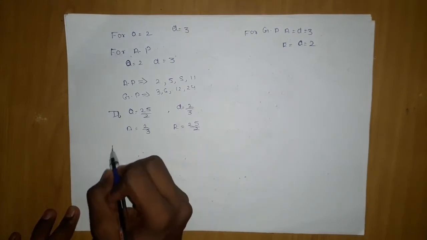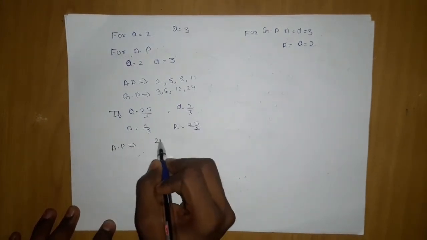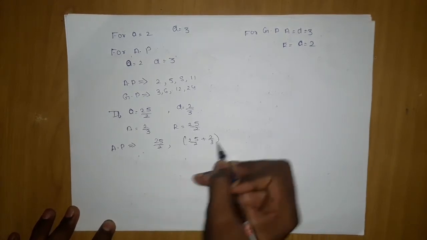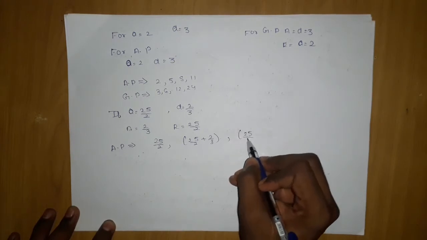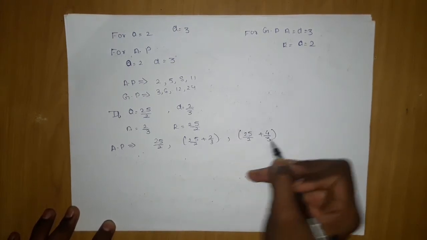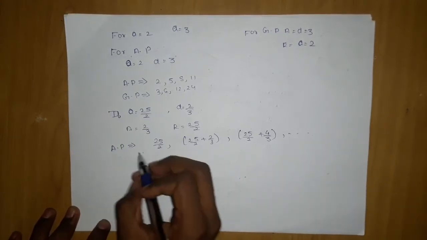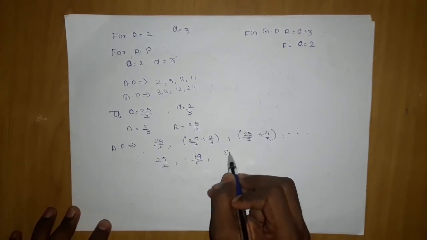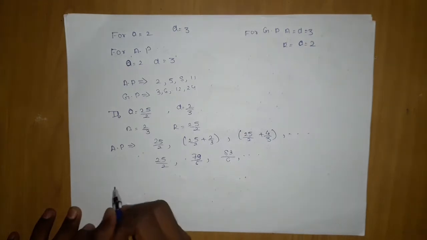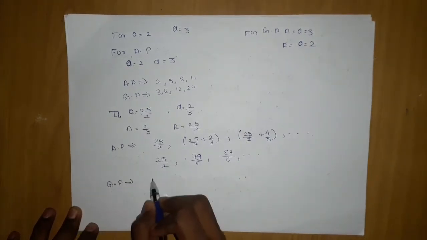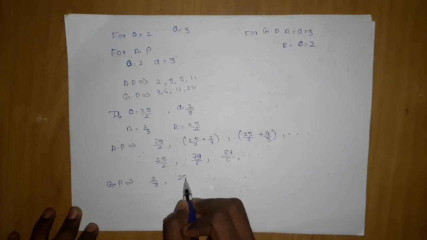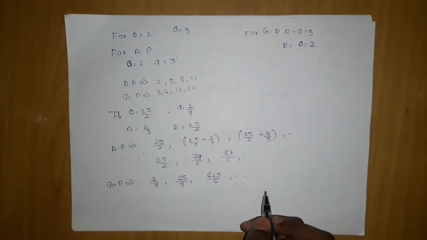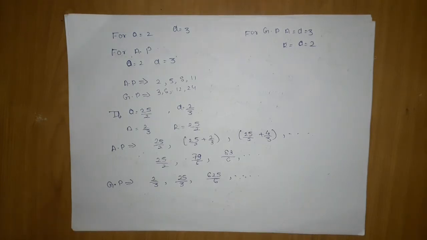So here the AP which you will get will be 25 by 2, comma, 25 by 2 plus 2 by 3, comma, 25 by 2 plus 4 by 3 and so on, and the final will be 25 by 2, 79 by 6 and 83 by 6 and so on. And for the GP, what you will get is 2 by 3, 25 by 3, 625 by 6 and so on. So this was the complete answer.